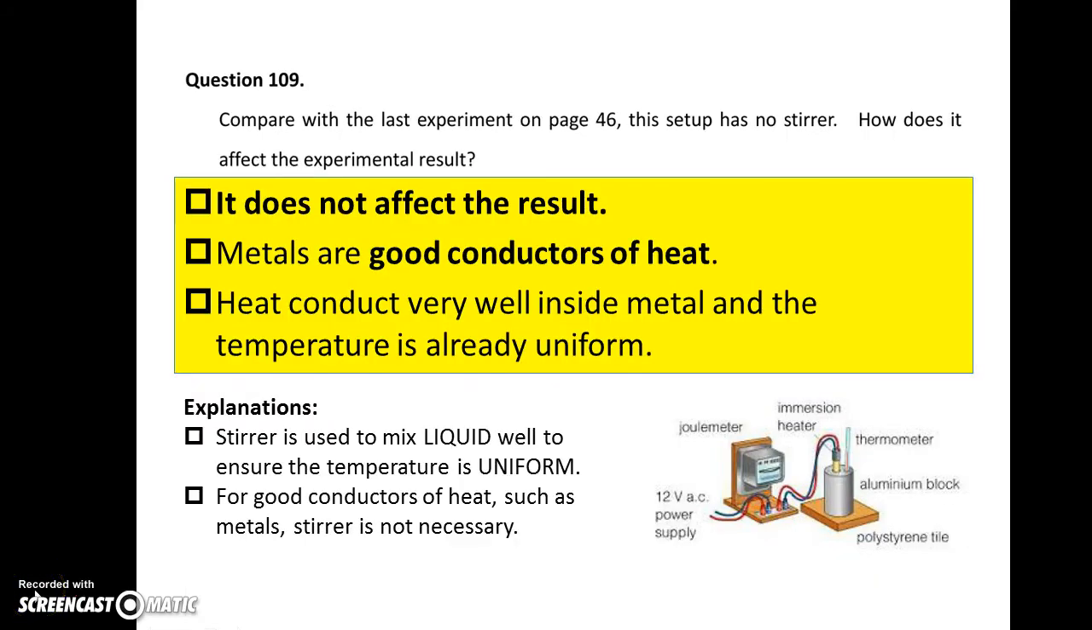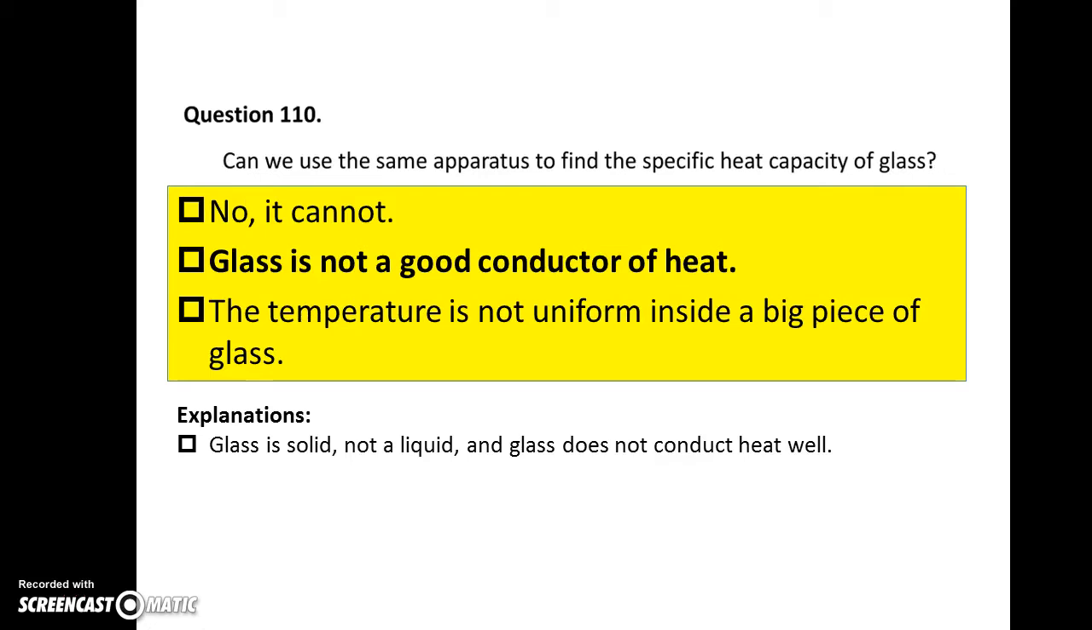Question 109. In this experiment, we have no stirrer, but it does not affect the result because metals are good conductors of heat. Metals can conduct the heat very well inside the metal so that the temperature will be uniform inside the metal block. Question 110. So can we do the same experiment for glass? The answer is no, because glass is not a good conductor of heat, so temperature inside a piece of glass block would not be uniform.